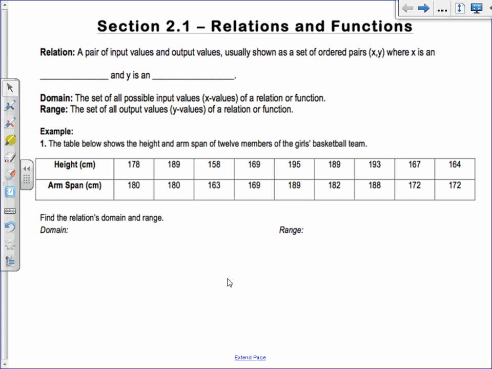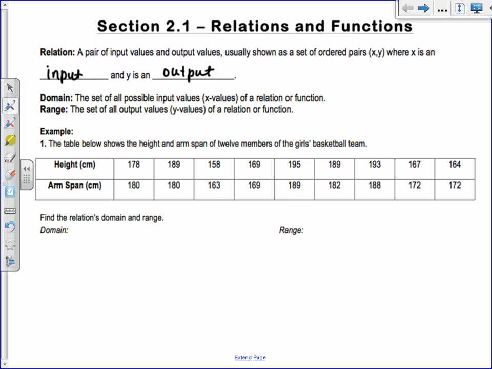Okay, so a relation. A relation is just a set of ordered pairs, so it's x comma y, so it's a point. And it's a pair of input and output values. X is the input, y is the output. So it's kind of like what you're putting into a t-table to get an output of the y value. Okay, the domain is the set of all possible inputs. The range is the set of all possible outputs.